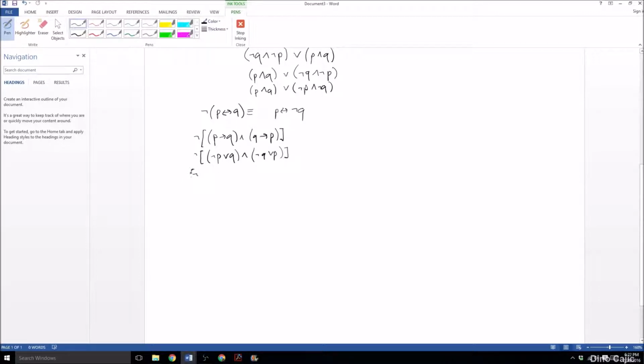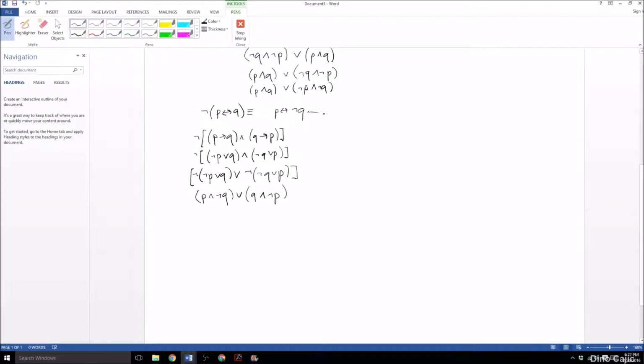Well, that comes out to not P or Q. We gotta swap our symbol here to an or, and then we distribute the negation to this statement right here, and that comes with not Q or P. Let's work a little bit further and distribute the negation inside as well. So that comes out to P and not Q, or Q and not P. Alright, does this statement first of all match this one?